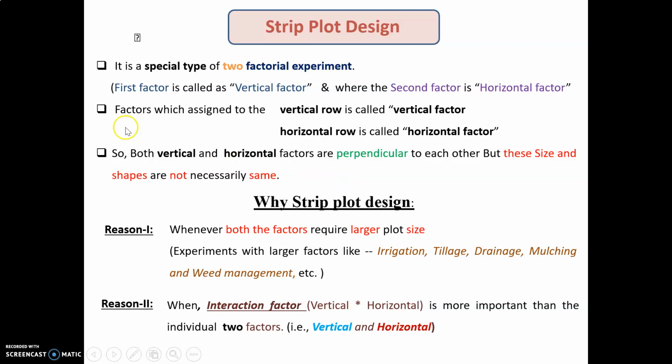Strip plot design is also a special type of two-factorial experiment. Here, the first factor is called the vertical factor and the second factor is called the horizontal factor. The factor assigned to the vertical row is called the vertical factor, whereas the factor assigned to the horizontal row is called the horizontal factor. In this, both vertical and horizontal factors are perpendicular to each other. But the sizes of both vertical and horizontal factors are not necessarily the same.